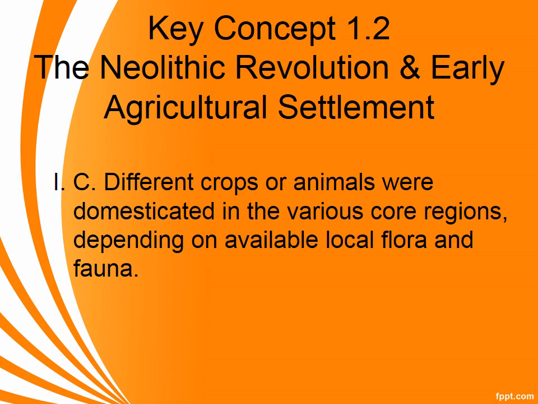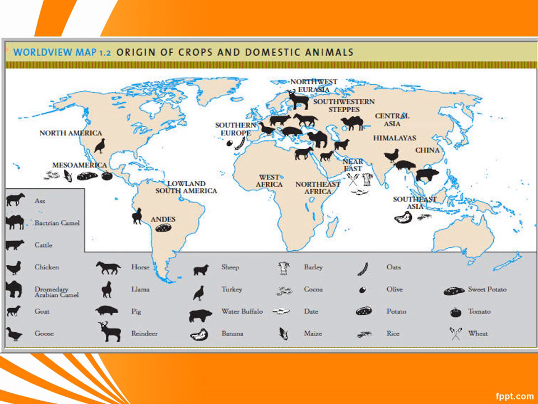Part C states that different crops or animals were domesticated in various core regions, depending on available local flora and fauna. Here's a little map of what was domesticated and what was being grown where. The AP has been known to ask a couple multiple choice questions about who grew what. Like I said, you can see in the Americas it's very limited in regards to what was domesticated. Obviously we have corn, we have potatoes, we have the turkey, and that's just about it.